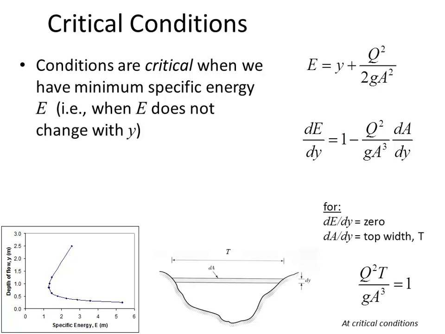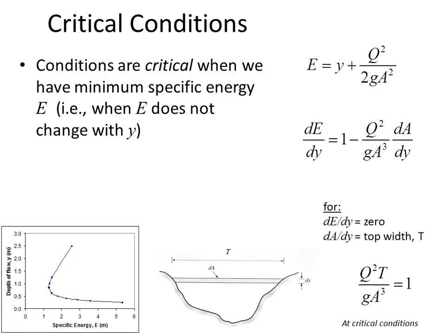And so if the energy isn't changing with respect to an incremental change in Y, meaning that we're trying to find the critical point where the slope here is 0, that is where we say that this constant of 1 is equal to Q squared times the top width over g A cubed. At critical conditions, where we're at the point of minimum energy, those are equal to 1.